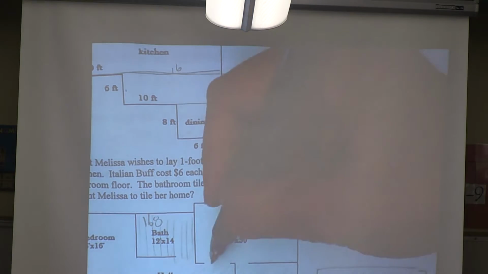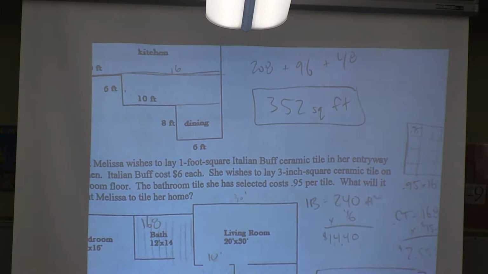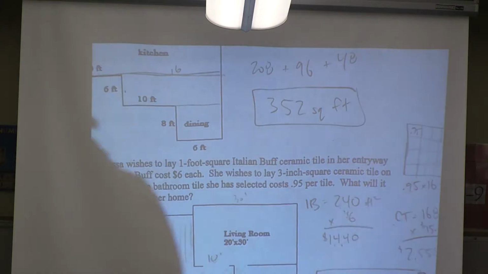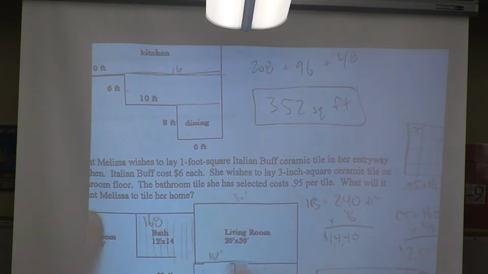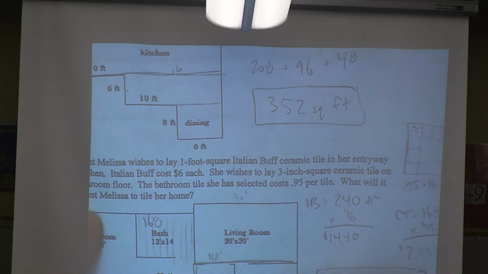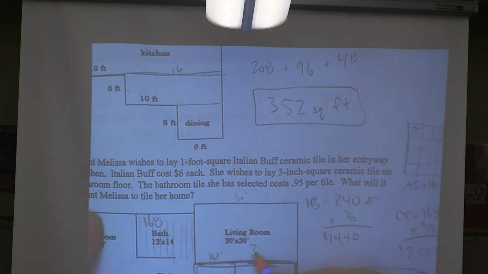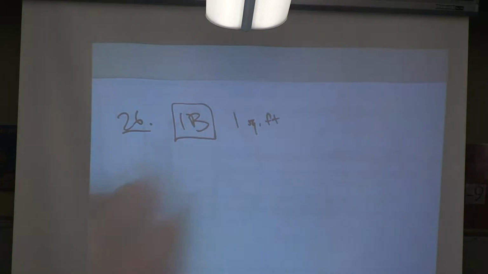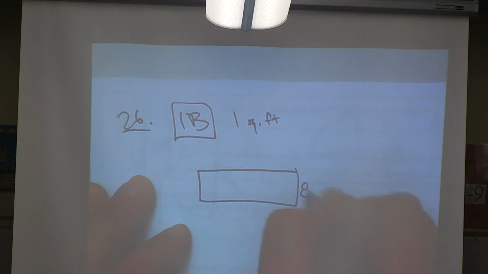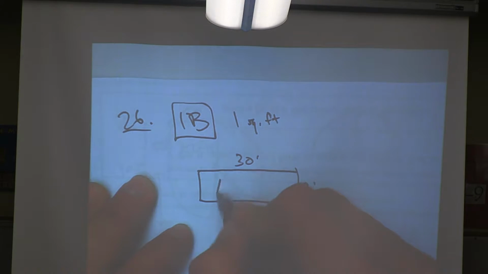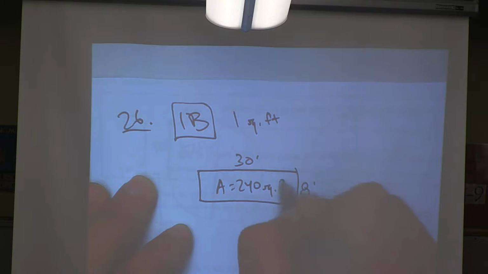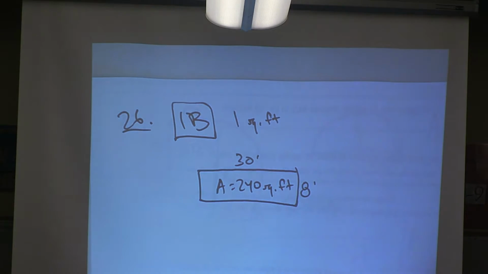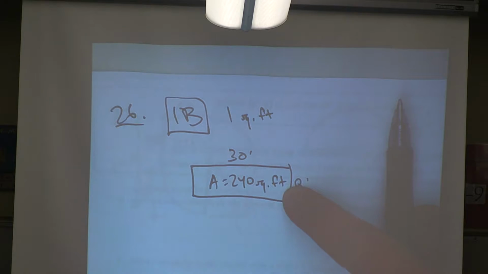I'm going to do this a different way than I did the first time. That's what it looks like when my math is not for you, just in case you're wondering. Entryway and kitchen are going to be Italian buff tiles. I can see that the kitchen is 8 feet wide, and together with the length of the living room, this is 30 feet. So she's going to cover a total area of 8 feet by 30 feet, which is 240 square feet with that tile.